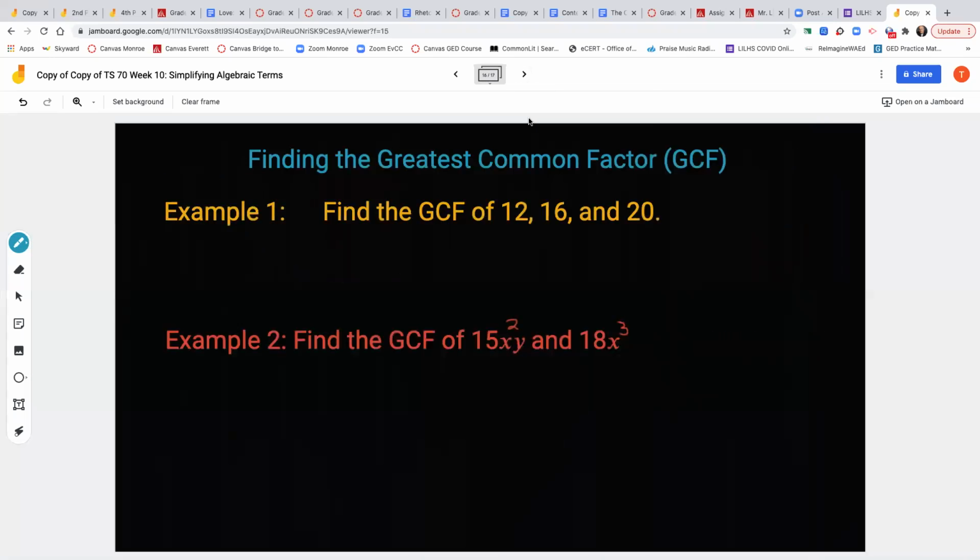All right, last main concept for tonight here is greatest common factor, finding the greatest common factor.